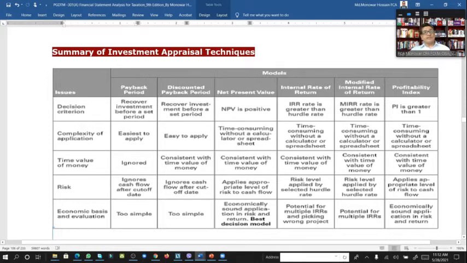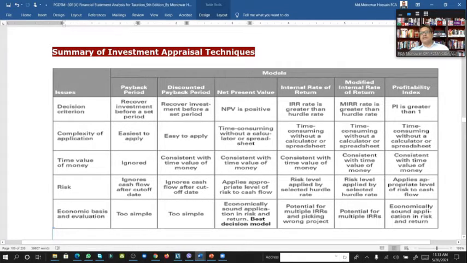If NPV is positive, then we should accept it. If IRR is greater than the required rate of return or cost of capital, then we should accept it. MIRR is the same way. And profitability index should be greater than 1. If profitability index is greater than 1, then we should accept it. Complexity: payback period calculation is very easy. Discounted payback is also easy. NPV is time consuming. IRR is also time consuming, and the calculation is done in a spreadsheet.